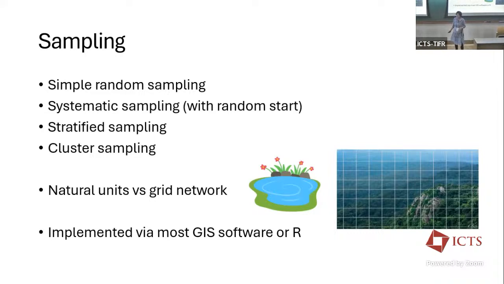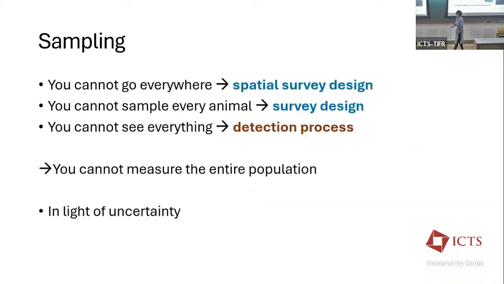And all of these, like mentioned, can be implemented via most GIS software or R. Randomly choosing is not, okay, I'm going to choose this, this, this, and this, because subconsciously you're like, okay, I want to go there, and that comes into play. It means that you're implementing it via some of these systems. So that's about it. I'll stop over here, and then we'll talk about the detection process after lunch.